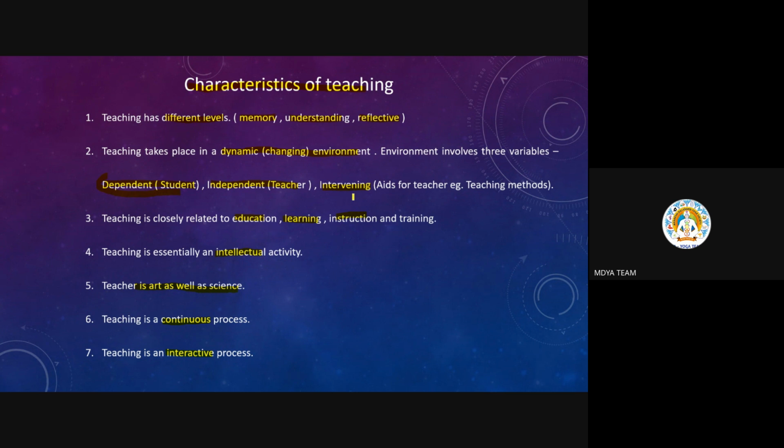Suppose today it's very cold inside the classroom, and the students are saying, ma'am, let's go and sit outside. So there also that change in environment is there, and the teaching aid. Suppose today I am using a book, and the next day I am using the projector, and the very next day I am using flashcards in the class. So those are the changing environment. The teaching aids the teacher is using, and the dependent and independent variables are varying. So teaching takes place in a dynamic environment.